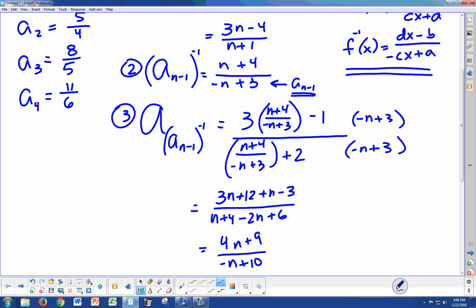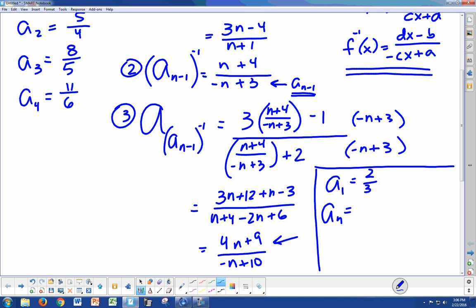And that is essentially what my recursive definition is going to be, except that I'm going to replace my n's with a sub n minus 1's. So here's the way our final solution would look. Of course, we always list the first term, so a sub 1 would equal 2/3, and a sub n is equal to 4 a sub n minus 1 plus 9 over negative a sub n minus 1 plus 10.